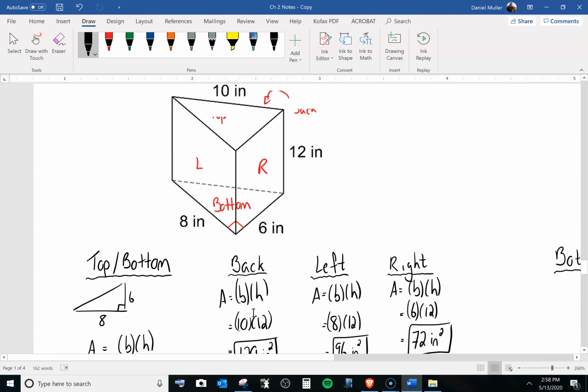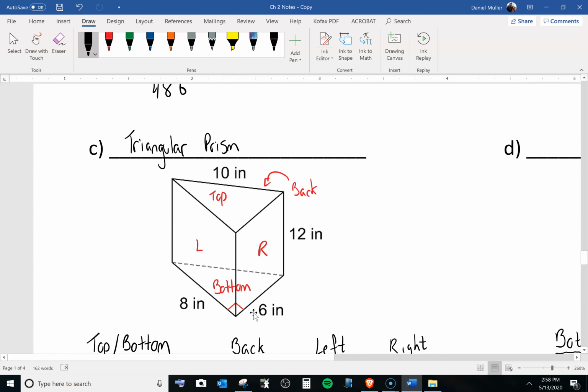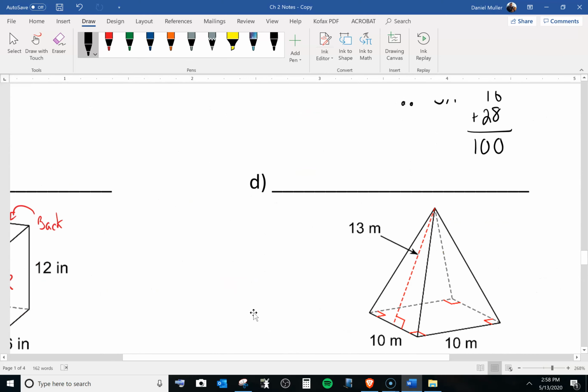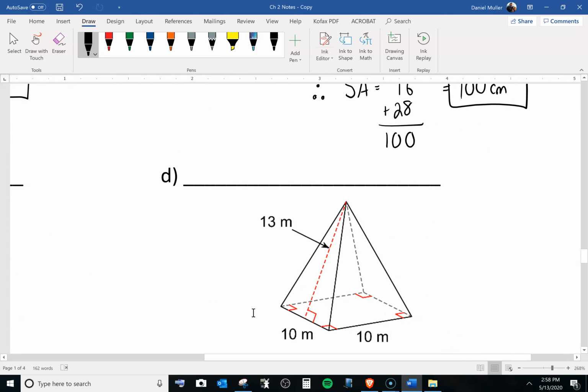Okay, so that was a triangular prism because the bottom was a triangle. This, the bottom, oh, it looks like a rectangle, but I think it's a square, 10 by 10, yeah. So it's a square based, not a rectangle based, it's a square based, and it comes to a point, so we'll say it's a square based prism.